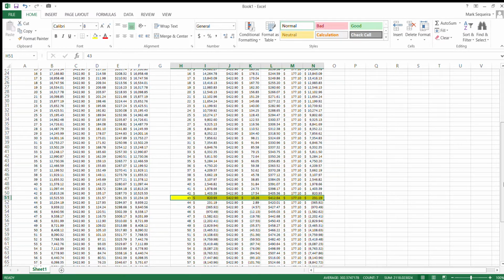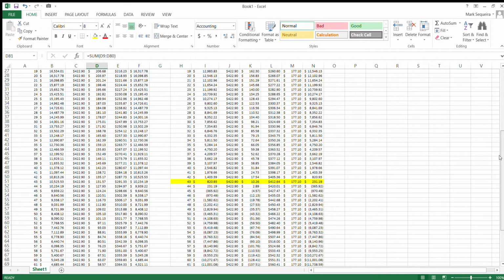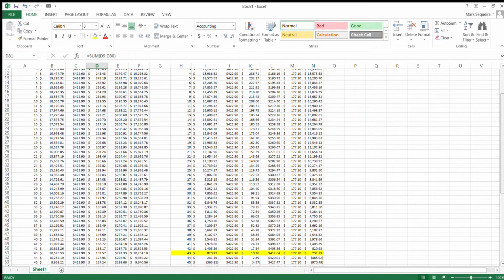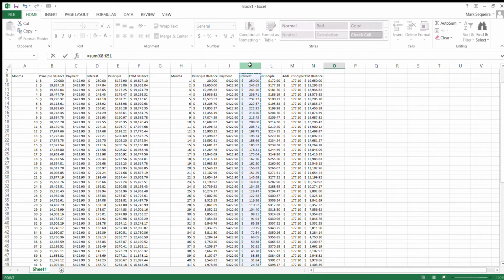Okay, now remember before we saw that we paid a total of $10,448.82. Well, in this scenario where you pay a little extra every month, how much do you actually pay? Now I could see the sum if I just highlight all these cells, but I'll actually write a little formula here. Okay, and let's sum up the interest.